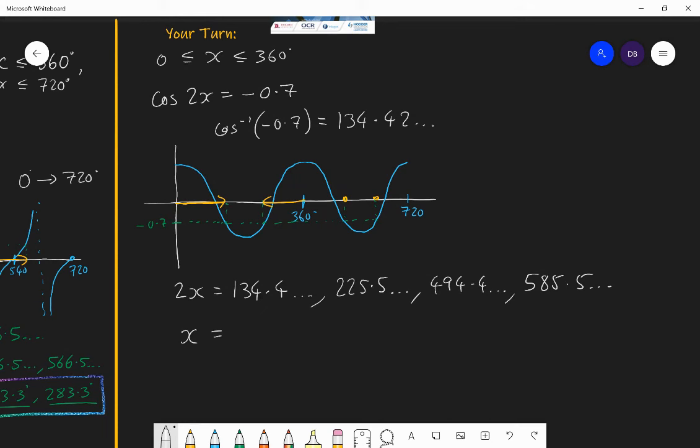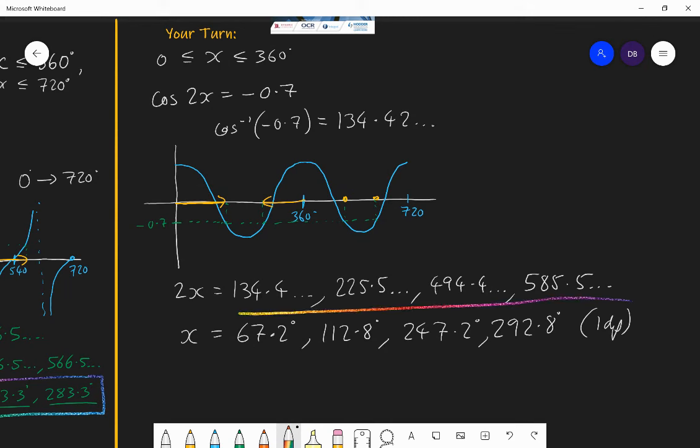and then round to one decimal place, you get 67.2 degrees, 112.8, 247.2, and lastly 292.8 degrees. All of those to one decimal place. If you manage to get all of those correct with no mistakes, that's superb.